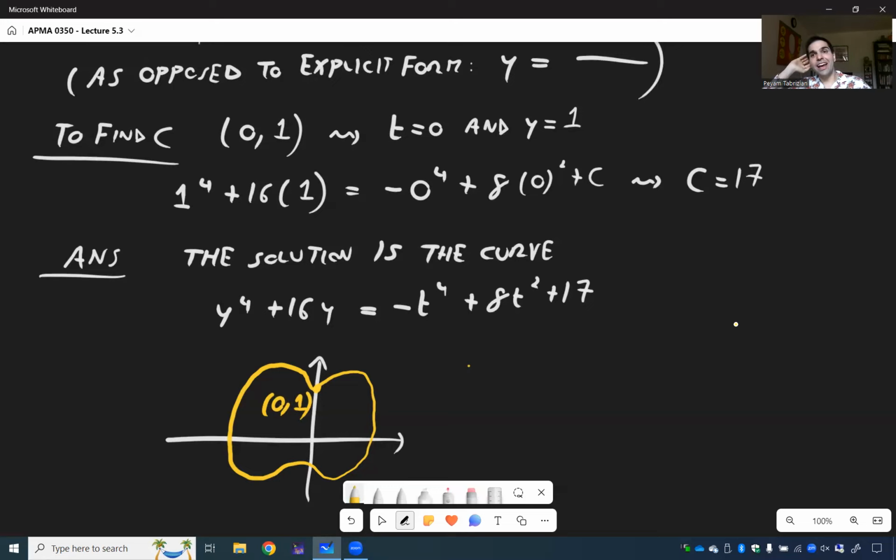And of course, you may ask, when do you know whether to leave it in implicit form or not? If I tell you you can leave it in implicit form, then you can do that. But if I don't tell you anything, you are required to leave it in explicit form. Solve for y equals something.